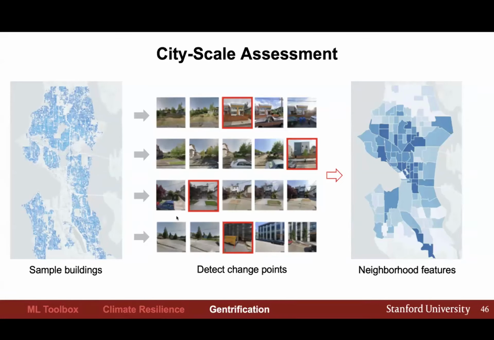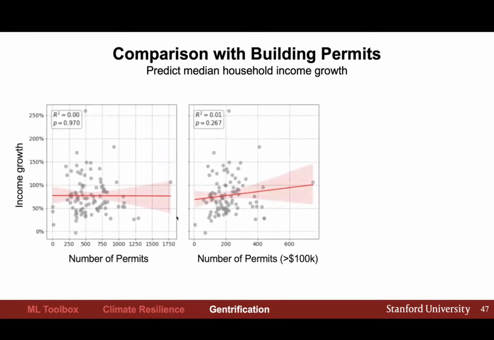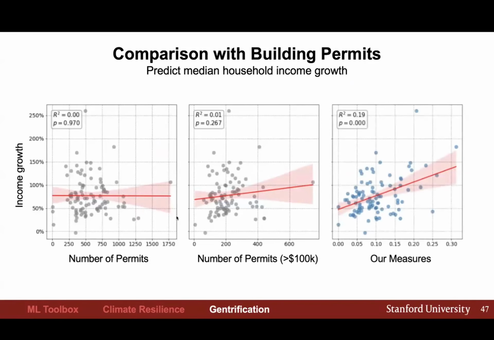After detecting these building level signals, we aggregate them to the neighborhood level, and we can compare which neighborhoods are more gentrifying than others. Another experiment we do is comparison with building permits, which is the primary source of data people are using in the gentrification communities. We tell how many constructions are going on by looking at how many building permits are in neighborhoods.